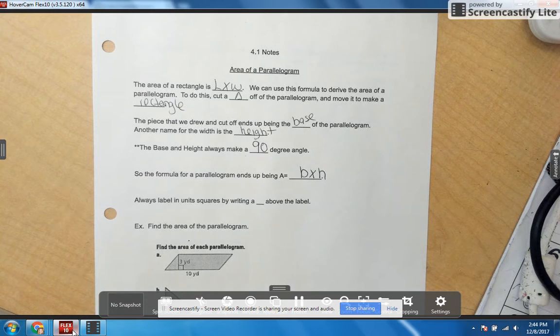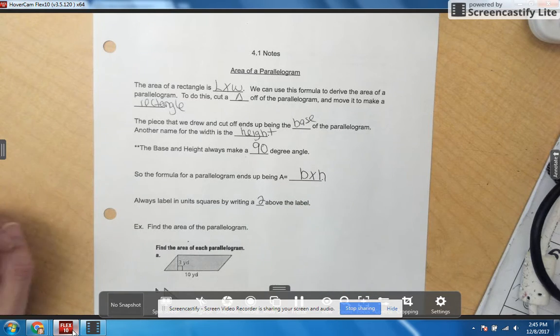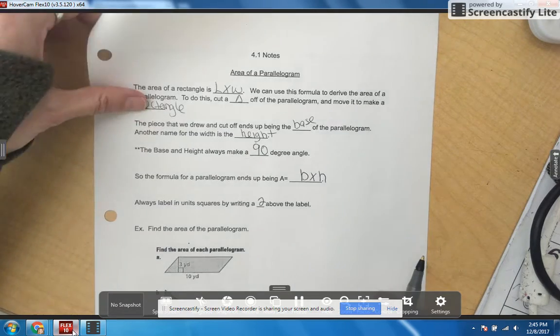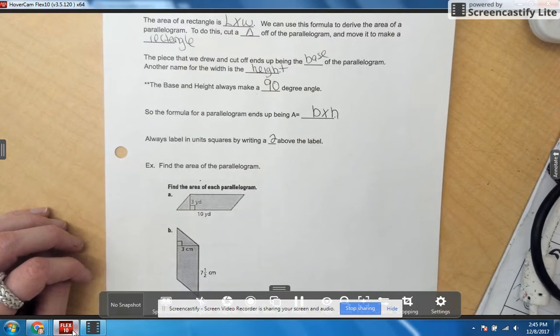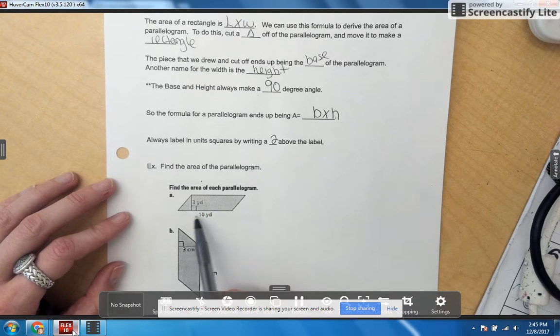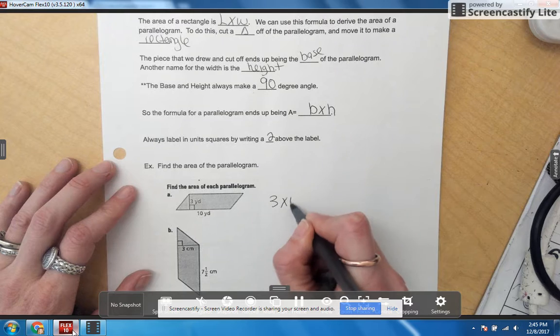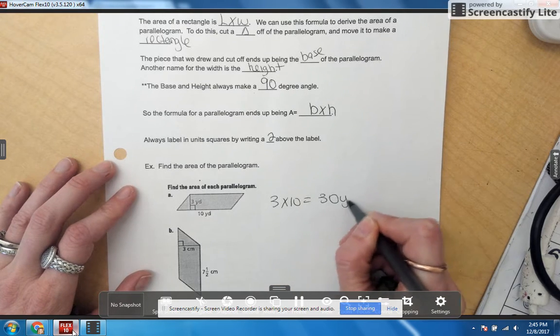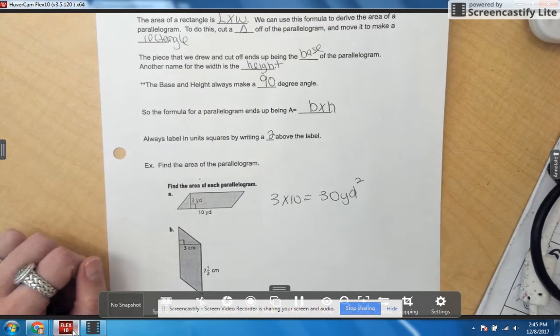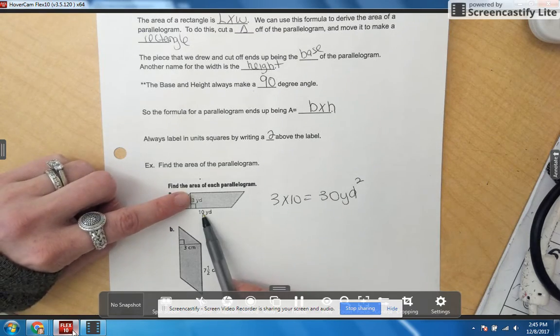When you're labeling these, you always put a 2 above the label because 2, if you remember from when we did exponents, means squared. It also means it's a two-dimensional figure. We are multiplying to find the area of flat two-dimensional figures, so that's why we put a 2 above the label. So let's try this one. Find the area of a parallelogram. So the base is 10, the height is 3. I know that because they make a 90-degree angle. 3 times 10 is 30. So 30 yards squared. Put a little 2 over it because you're multiplying two dimensions, so you put a 2 over your label.